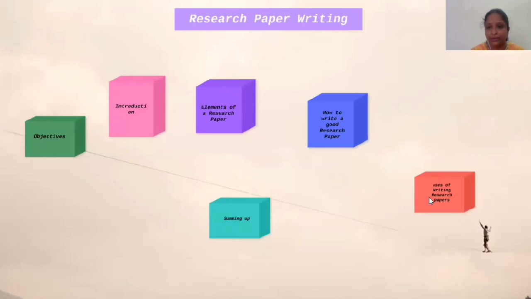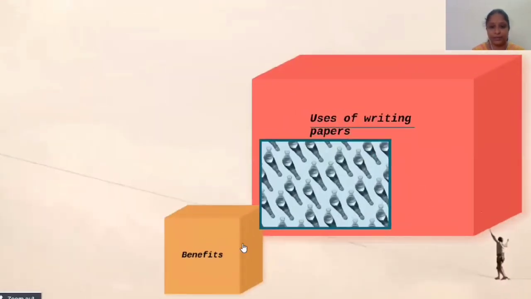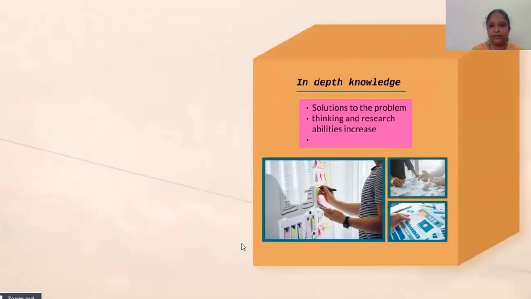Then we'll talk about the uses of writing research papers. Firstly, we will know the solutions to the problem, and we get an in-depth knowledge about the subject. And the thinking and research abilities of individuals also increase. That is why we need to keep on reading, and we need to update our knowledge in the area of interest, and we gain an in-depth knowledge.